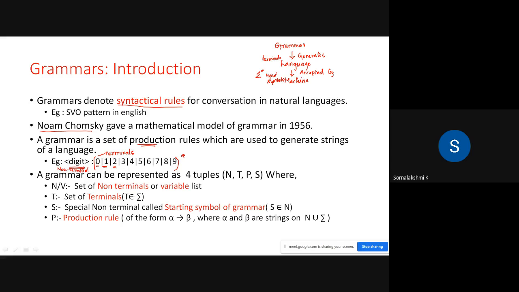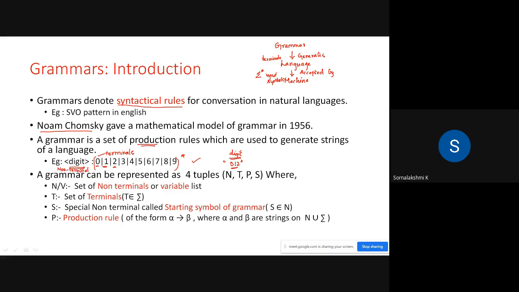I have to follow this set of rules. So I use this rule, digit. Whenever I see digit, I can replace this variable digit with one or more occurrences of any of these symbols. Sorry, zero or more occurrences of any of these symbols. So a final string will have only terminals. The final string will not have variables in it. Okay, so this is the process in which I construct strings.